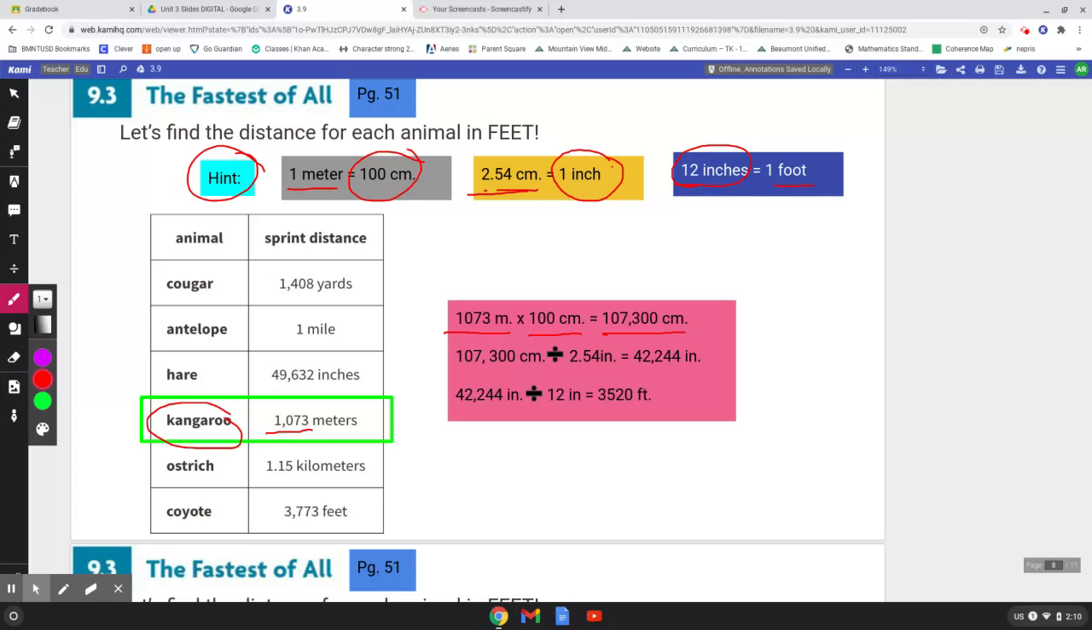Well, now I need to go from centimeters to inches. So I'm going to take this answer, the 107,300, and I'm going to divide it by the 2.54 inches. And that's going to make me have inches. 42,244. Well, I don't want inches. I want feet for every single one of them. So I'll divide it again. 42,244, which is the answer here, divided by 12. And you're going to get 3,520 feet. So that's how far the kangaroo goes.